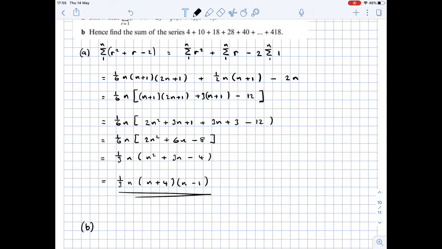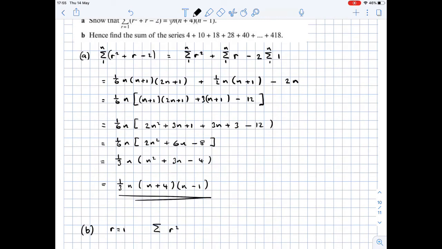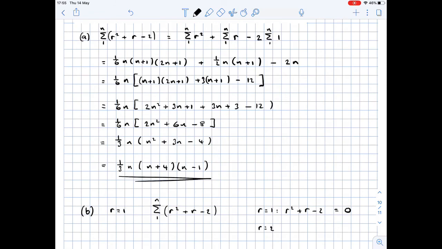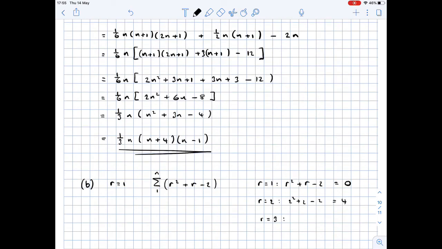So thinking about this, well, what happens when r is 1? Well, our formula, remember, was r squared plus r minus 2. If r is equal to 1, then r squared plus r minus 2 is equal to 1 plus 1 minus 2, which is 0. Let's just check it with 2. 2 squared plus 2 minus 2 is 4. So we start to see that this looks like our series. Let's just check one more. r equals 3. 3 squared plus 3 minus 2 is equal to 10. So it does indeed look like that.